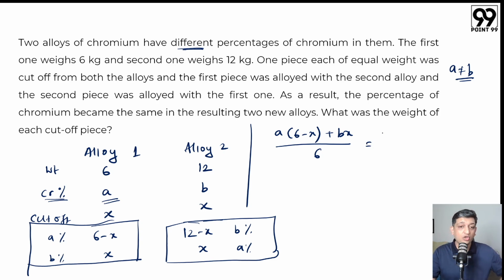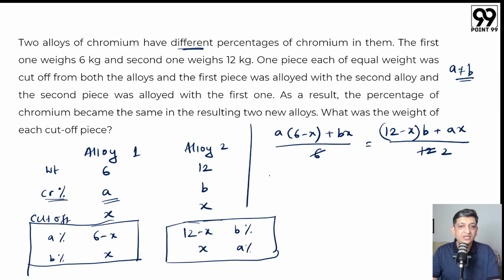Similarly, if you look at alloy 2 here, we know that 12 minus x kg is of concentration B% and x kg is of concentration A%. But we know that the weight of alloy 2 is 12 kg. Now we can just cancel out these two, and we know that the concentrations are equal, so we can equate them. If I just cross multiply now, what am I going to get?